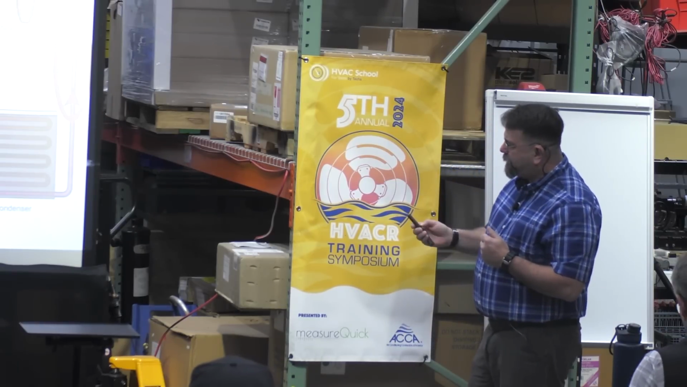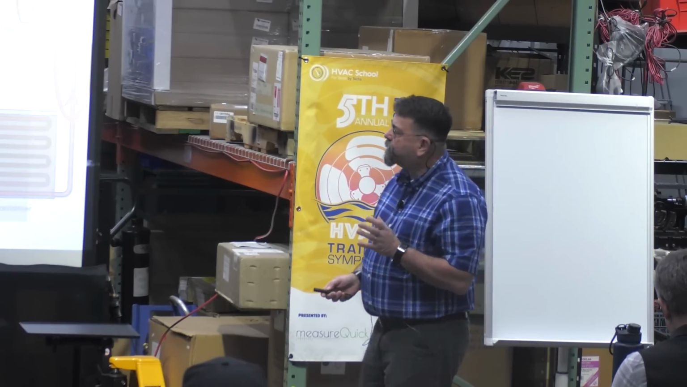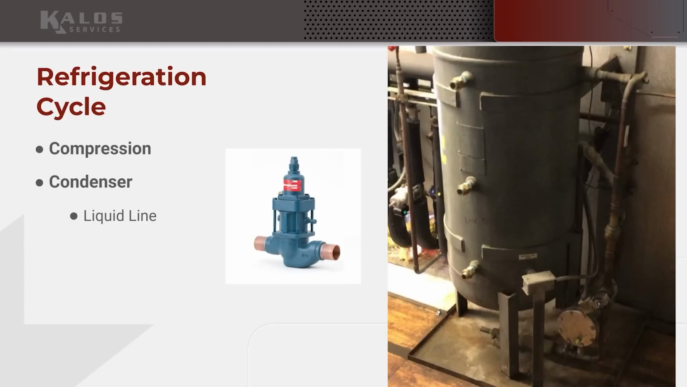So my liquid line is going to get a little different. There's a few things we're going to do differently here. First thing I want to point out is the receiver, right? That means it's not critically charged, okay? This is a little bit of a change. This is common in small refrigeration. This isn't particular to a rack system.